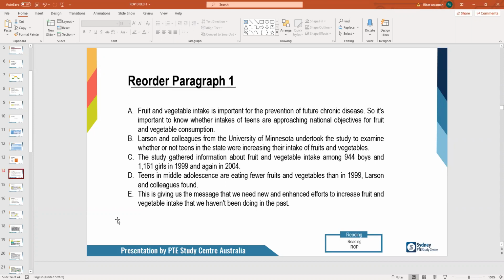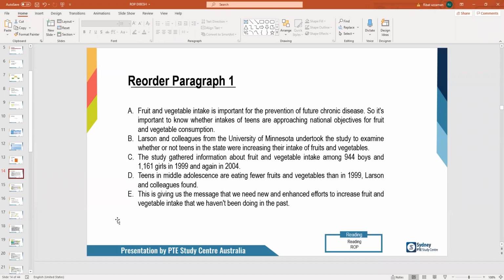Teens in middle adolescence are eating fewer fruits and vegetables than in 1999, Larson and colleagues found. It's showing us that a study was conducted and that is the result of the study. It cannot be my topic sentence. The study gathered is starting with a specific pronoun. I cannot put this. So I've rejected C, D, and E, and I've got left with A and B now. When I read B, it sounds like an independent sentence, a topic sentence. Larson and colleagues from the University of Minnesota undertook the study to examine whether or not teens in the state were increasing intake of fruits and vegetables. So they want to study the intake of fruits and vegetables.